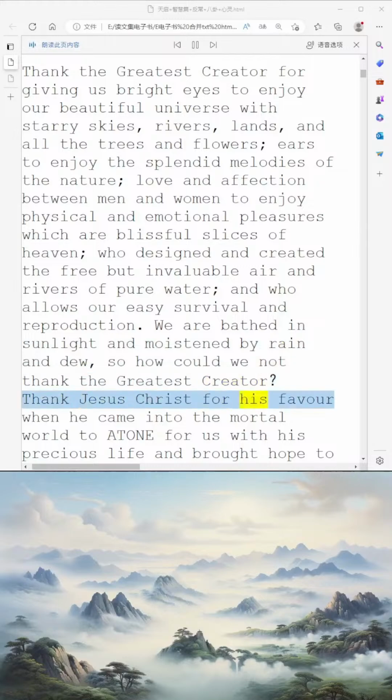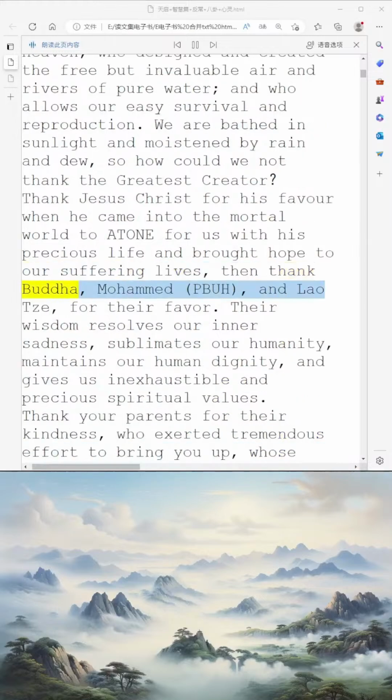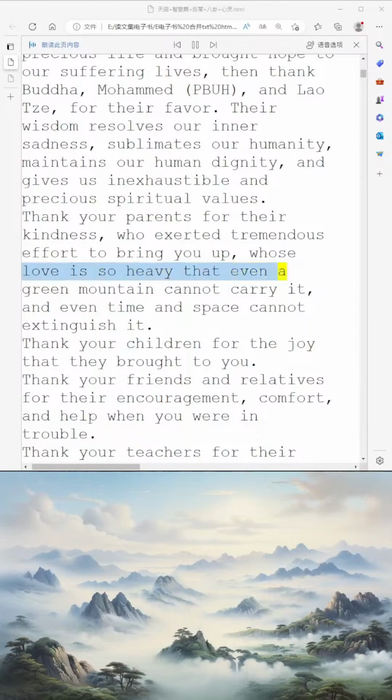Thank Jesus Christ for his favor when he came into the mortal world to atone for us with his precious life and brought hope to our suffering lives. Then thank Buddha, Muhammad, PBUH, and Lao Tzu for their favor. Their wisdom resolves our inner sadness, sublimates our humanity, maintains our human dignity, and gives us inexhaustible and precious spiritual values. Thank your parents for their kindness, who exerted tremendous effort to bring you up, whose love is so heavy that even a green mountain cannot carry it, and even time and space cannot extinguish it.